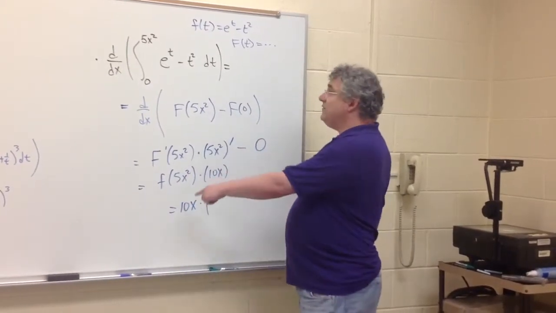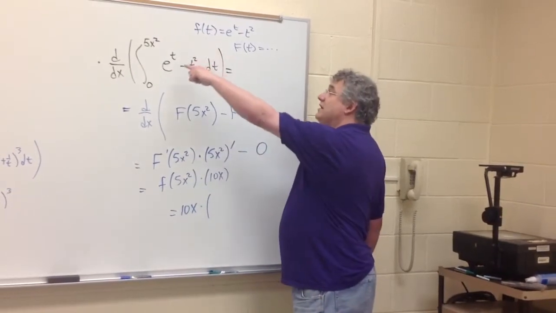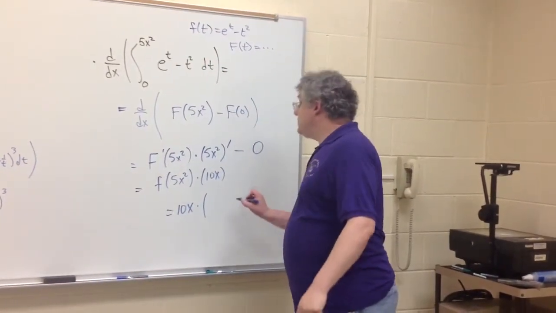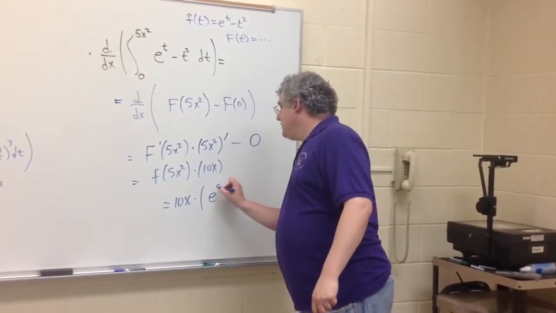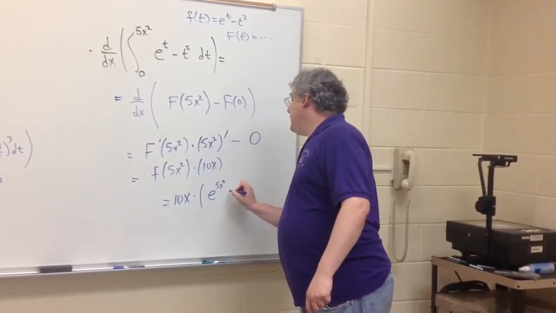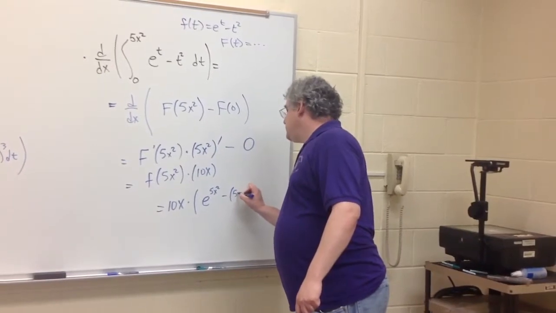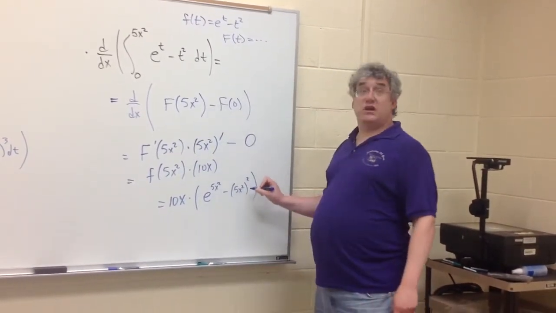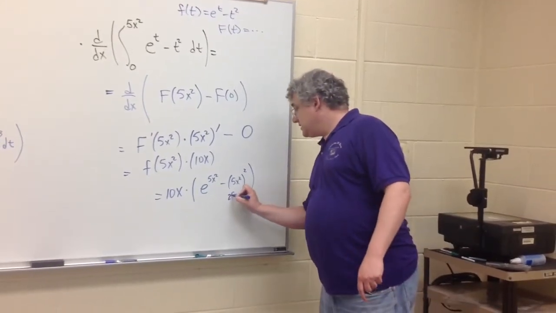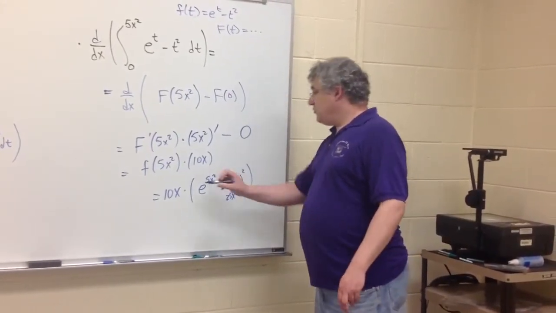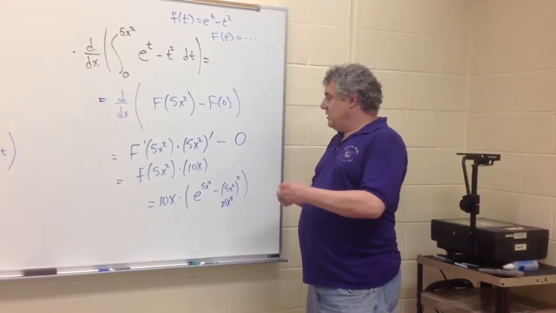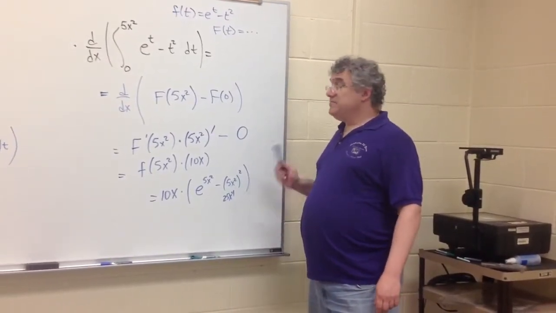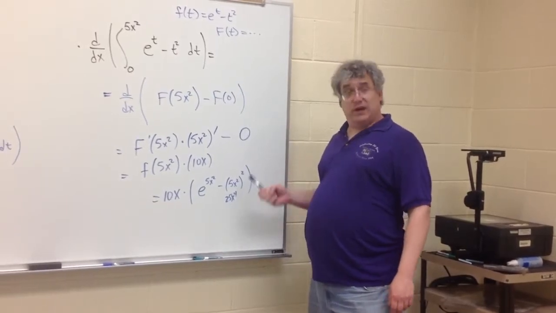Now, I want the function at 5x squared. This is the function at t. If I put 5x squared in for t, I get e to the 5x squared minus 5x squared, squared. That's going to be 25x to the fourth right there. But right now I don't want to multiply it out and write it out. That's just another extra step for something that's not going to be particularly useful. This is how you do it. This one is definitely trickier.